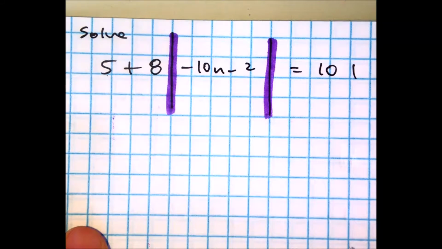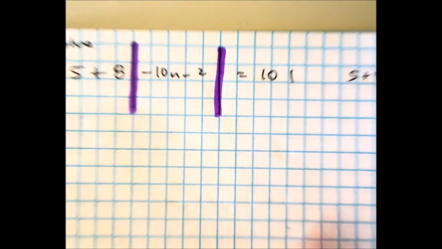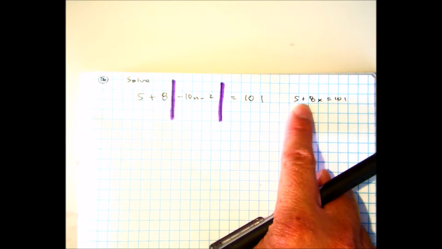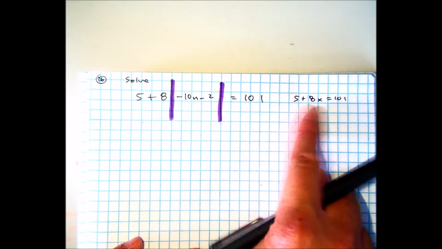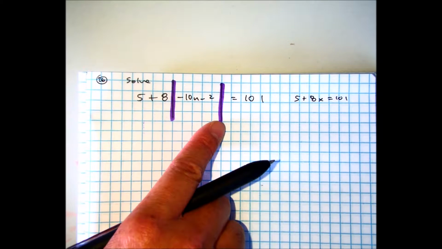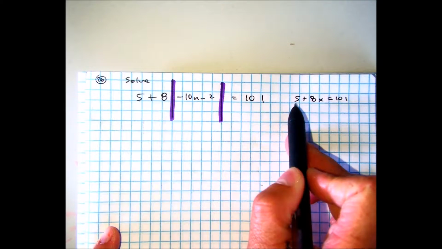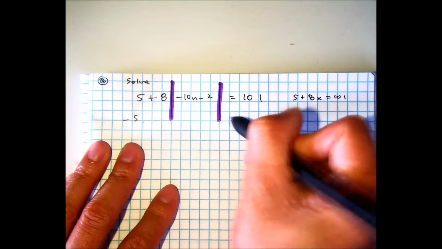But remember, if this problem was something like 5 plus 8x equals 101, you would not combine these and say these are like terms. You would not say this is 13x. So you can't say this is 13 times absolute value. So when you're doing this type of problem, you would subtract 5 first. So we'll do the same over here.